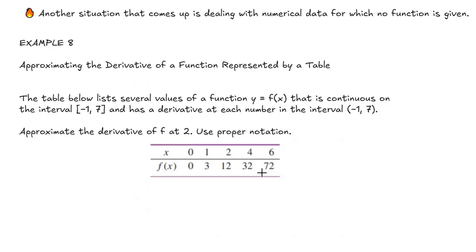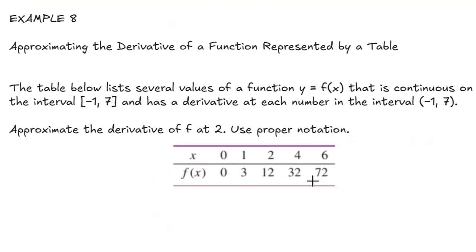Another situation that comes up is dealing with numerical data for which no function is given. So we'll take a look at an example here. This table lists several values of a function y equals f of x that is continuous on the closed interval -1 to 7 and has a derivative at each number in the interval -1 to 7. That information is important, that the function is continuous and that it has a derivative at each number in the interval. We'll talk more about that later, but just know that these pieces of information are important. We want to approximate the derivative of f at 2 and use proper notation.